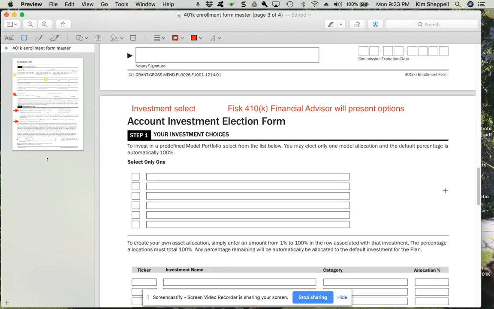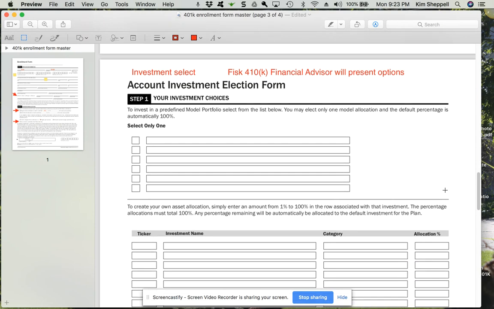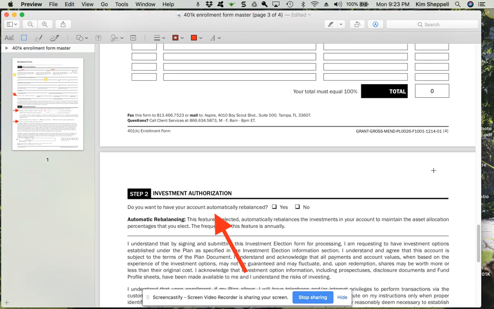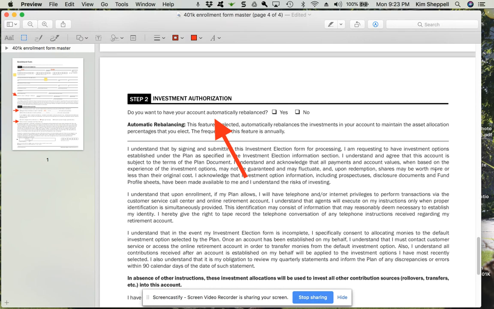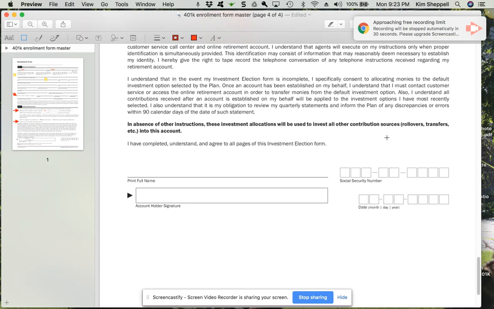And finally, you're not going to fill this out now, but this is the investment selection page. We're going to have a Fisk 401k financial advisor come in and walk you through investment options. So don't worry about this now. That is an in-person separate training that someone will walk you through, and they'll take you through the types of investments. And as you can see here, this is not going to be filled out right now either, but you do have the option of having your portfolio, your investments rebalanced, and that person will explain that to you when they come in a separate training.